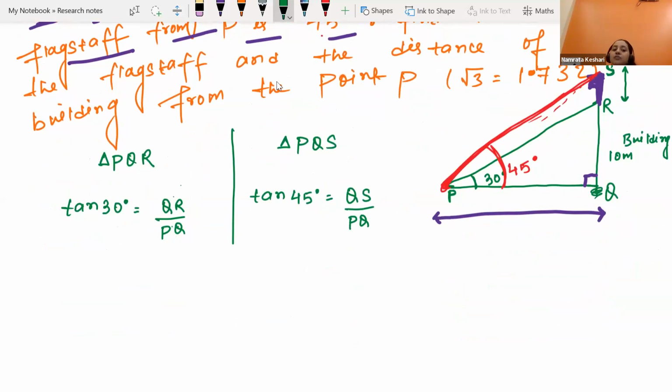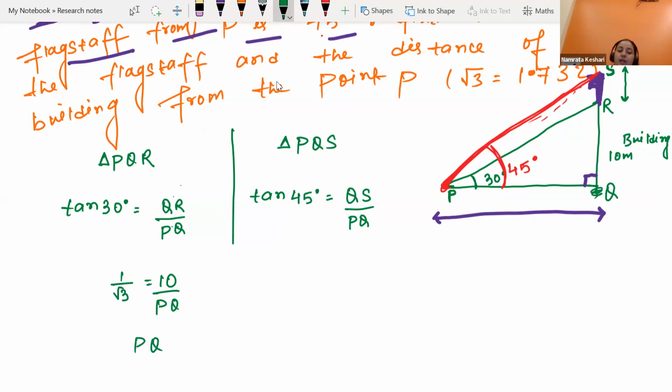Now let's focus on the first triangle, QR. Do we know QR? Yes, that is 10 meter. Okay, and PQ. Tan 30 degrees. Tell me quickly, tan 30 degrees. Yes, 1 by root 3.